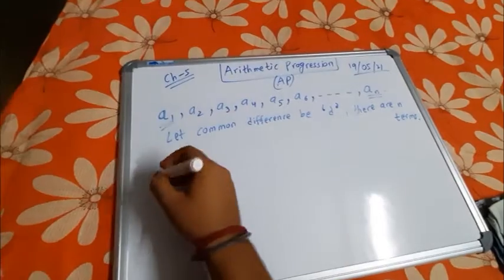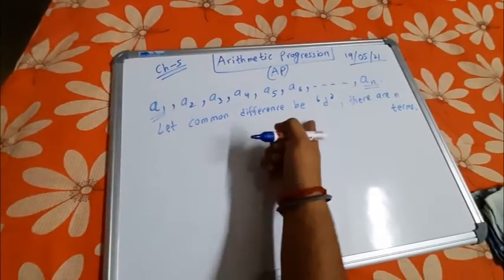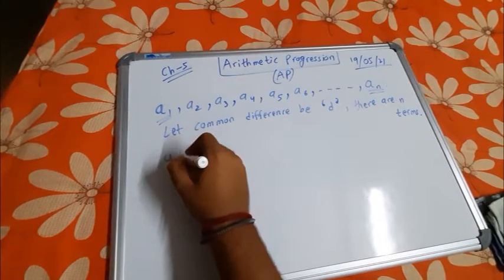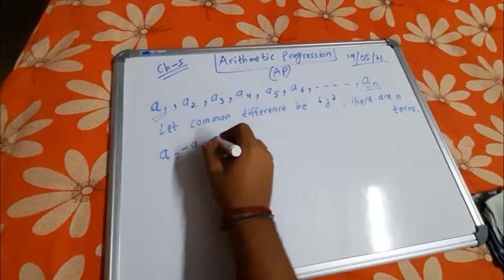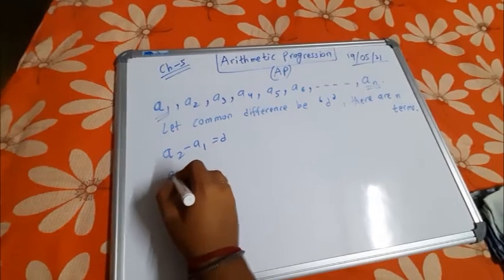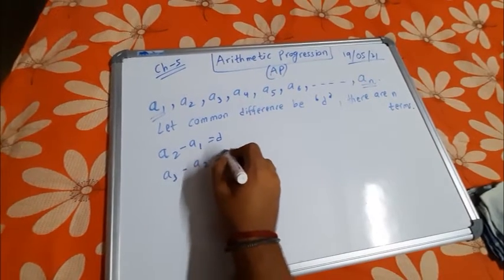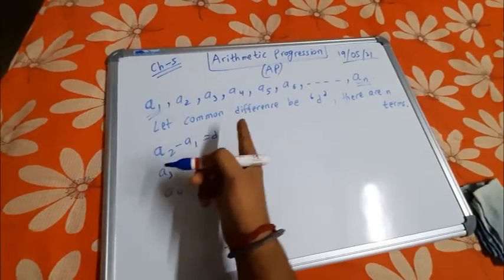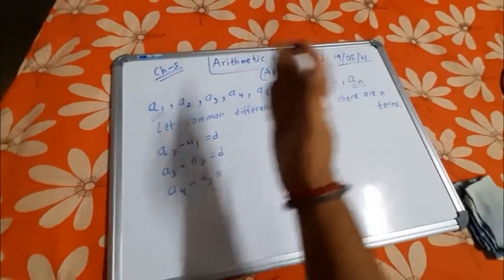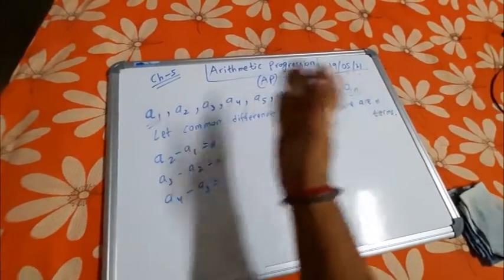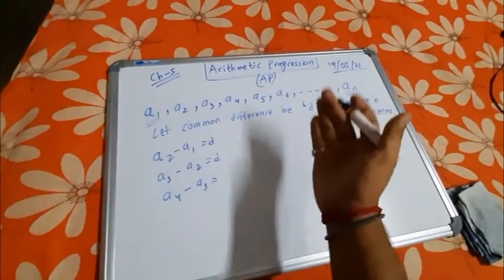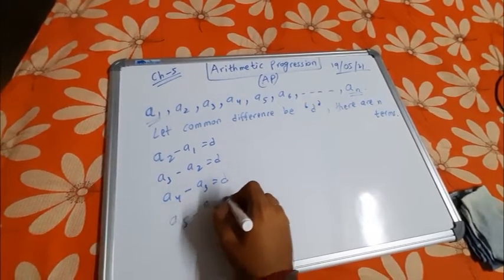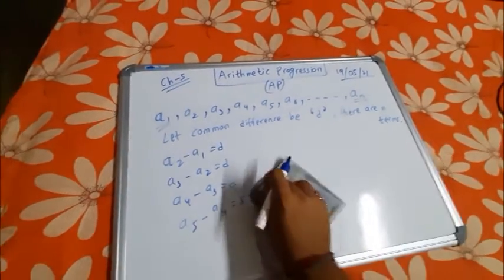Now I said common difference. Let the common difference be d. I have taken the common difference as d. So now the first common difference will be a2 minus a1. That will be equal to d. Next a3 minus a2, that will be equal to d. Now a4 minus a3. See, difference between all consecutive terms. That means right term minus left term will be equal to d. Now a5 minus a4 will be equal to d.